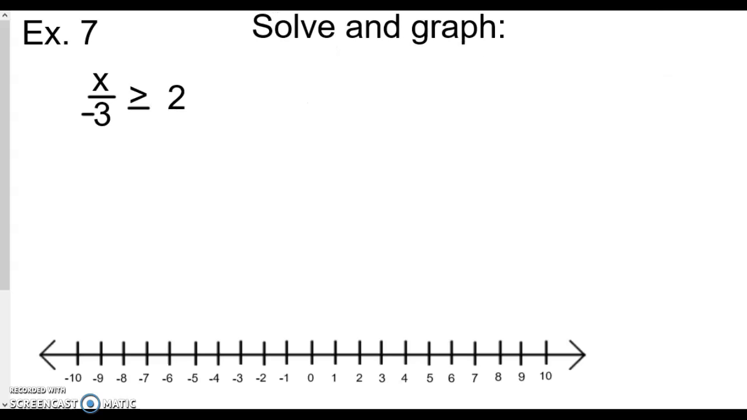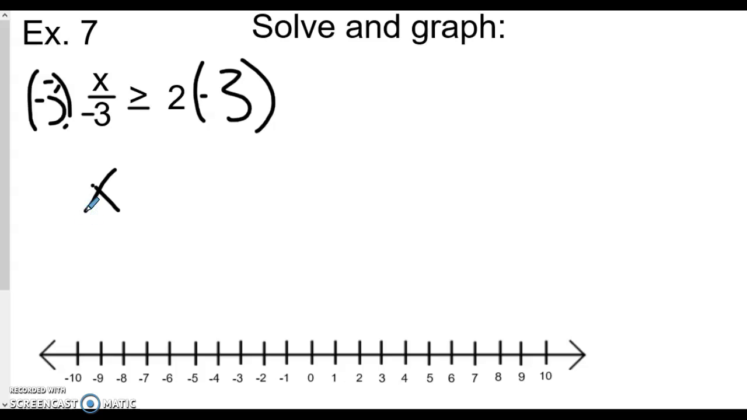Okay, so we've got 2 examples left of practicing this. So example 7, here to get rid of divided by negative 3, we would multiply by negative 3. So since I'm multiplying by a negative, reverse or flip our inequality sign. 2 times negative 3 is negative 6. So less than or equal to, we have a closed dot to the left.